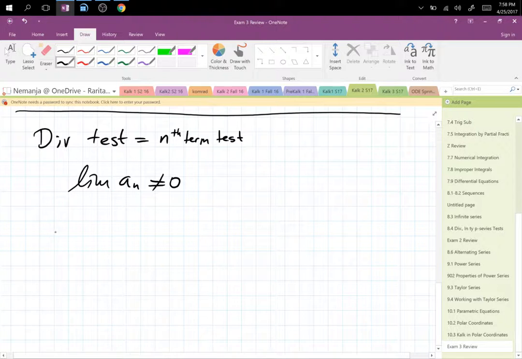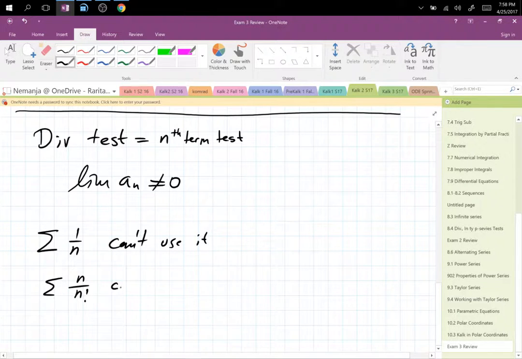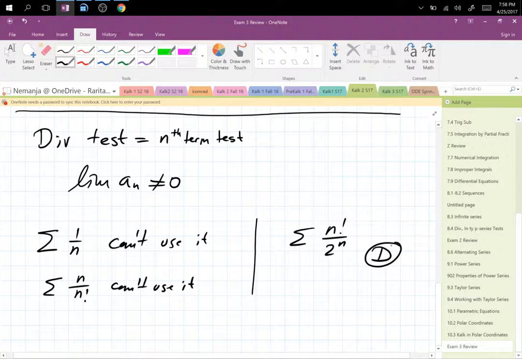So say you have summation of 1 over n. Can't use it, because the limit is 0. Let's say you have summation of n over n factorial. Can't use it, right? Because, again, it's 0. But if you have summation of n factorial over 2 to the n, aha, divergent immediately, because the limit of n factorial over 2 to the n is not 0. It's infinity, as n goes to infinity.